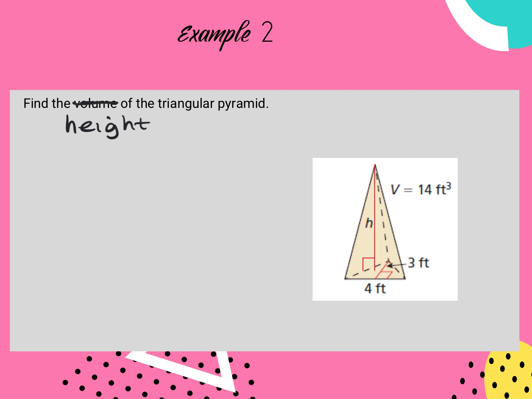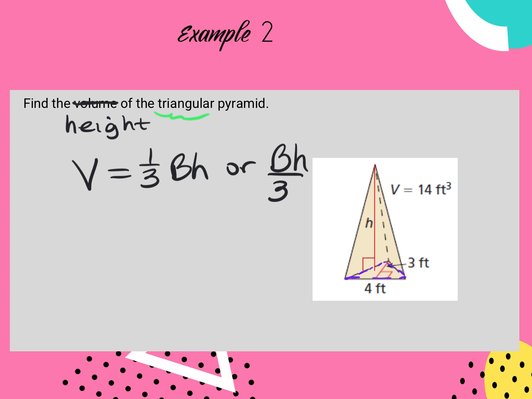Now remember, the name of the pyramid is going to be the shape of the base. So notice they're telling me this is a triangular pyramid. So my base shape here is a triangle. So what I need to do, remember the formula, again, for volume of a pyramid, 1/3 BH, or BH divided by 3. So what I need to do first is find the capital B. Let's find the area of that base.